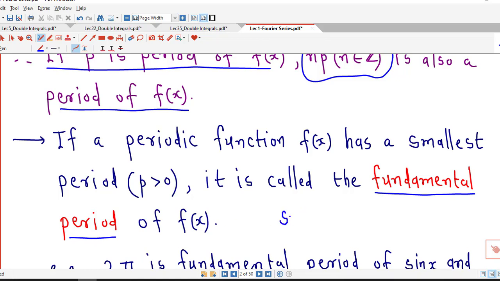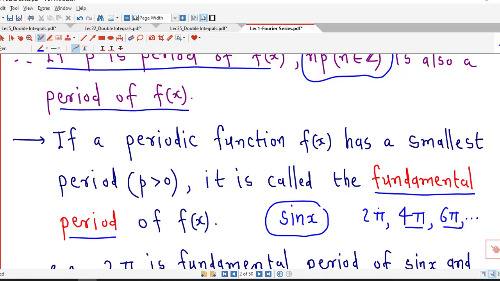For example, we know that the period of sin x is 2π, and as we discussed, if we multiply 2π by 2, we obtain 4π. Then if we multiply by 3, we obtain 6π, and so on. So all these are multiples of 2π. All integer multiples of 2π are periods of sin x. So among all these periods, 2π is the smallest value of the period. Therefore the fundamental period of the function sin x is p equal to 2π.